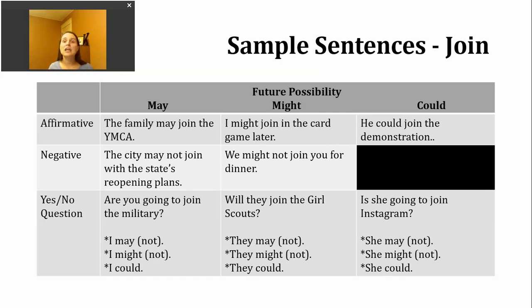Now let's look at how we ask and answer questions about future possibility. So let's take a look at some of our examples. They should look familiar to you. Are you going to join the military? Will they join the Girl Scouts? Is she going to join Instagram?